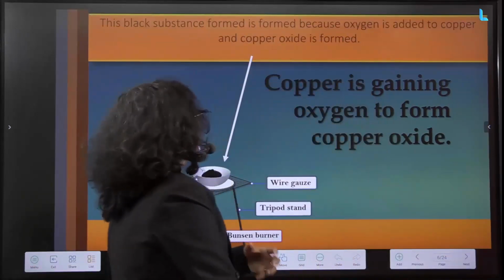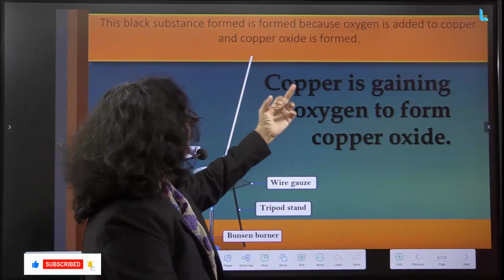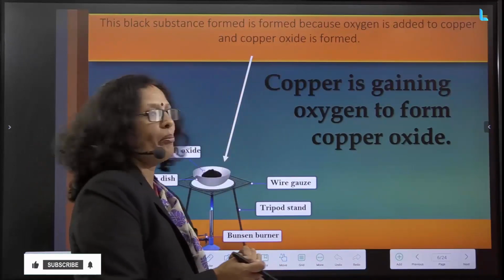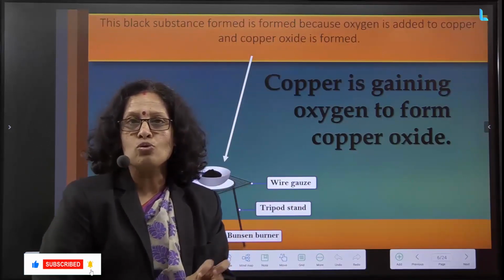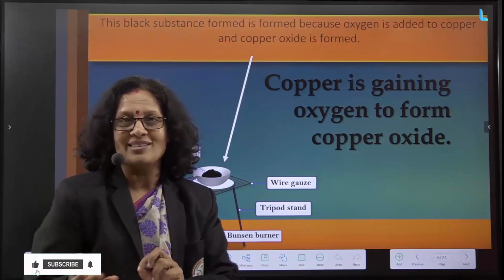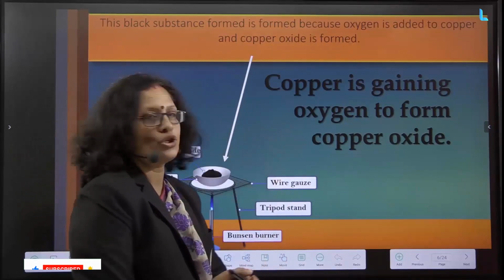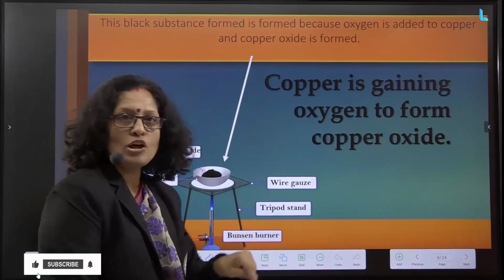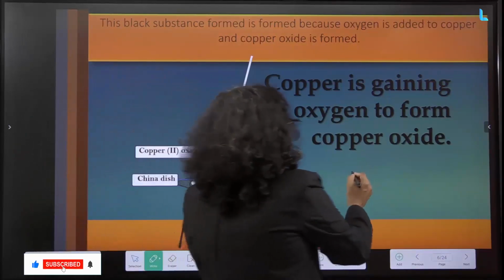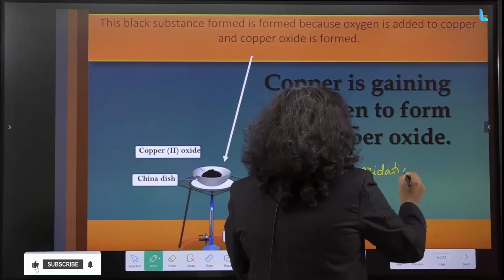Now we can see the black substance formed is because oxygen is added to copper and copper oxide is formed. Cu plus O2, CuO is obtained. CuO is copper oxide. So copper is gaining oxygen to form copper oxide. So what can we say? We can say this process is called oxidation.